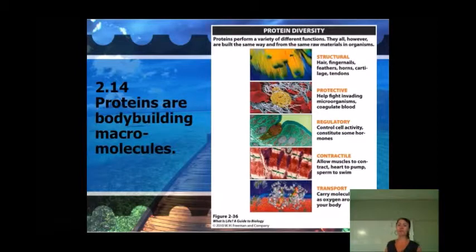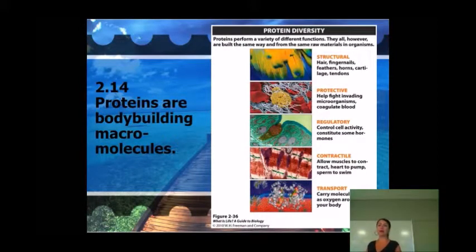So protein diversity: just as carbohydrates and lipids are macromolecules, proteins are this body-building macromolecule, and everybody needs proteins. Proteins do a variety of different functions. Here we see up at the top the structural, your hair, your fingernails, if you had horns, cartilage, tendons. So these structural building blocks of your body. They also have protective nature to them, where they fight off invading microorganisms, and they coagulate blood. That word coagulate means it gels the blood together so that it can stop bleeding.